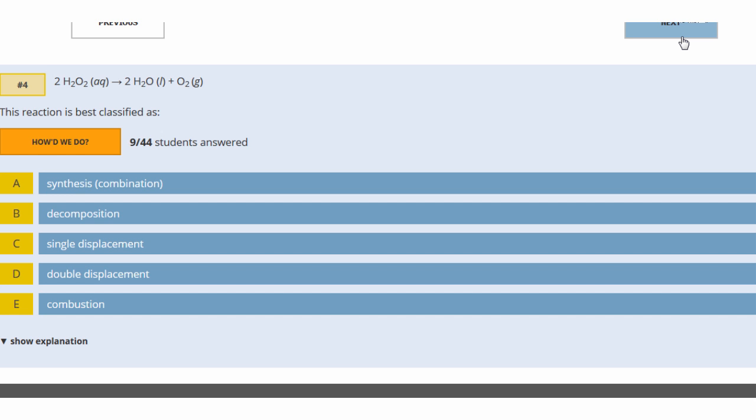Let's get our answers locked in. We'll give you about 10 seconds. These are ones that you should be able to identify on sight. We'll count down. 5, 4, 3, 2, 1.